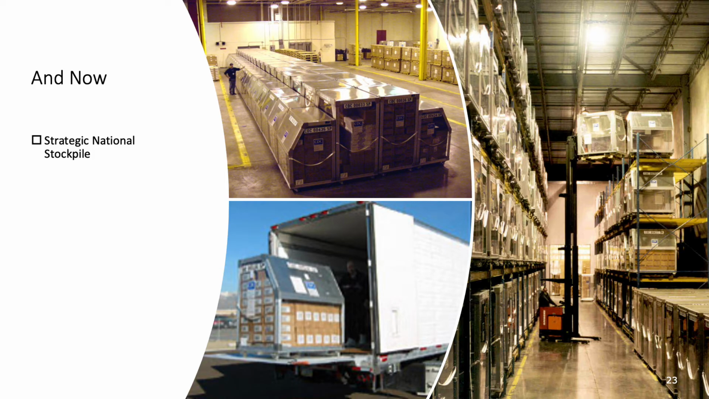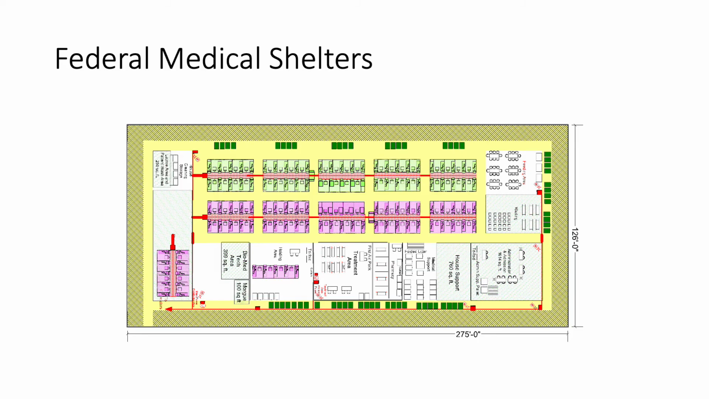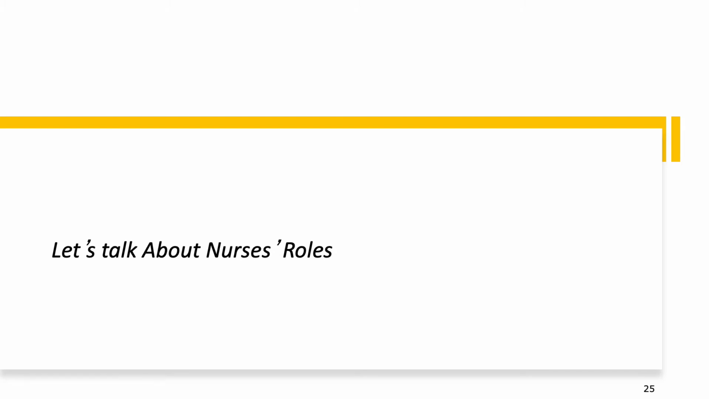And this is what we have now. This is just one cache for the Strategic National Stockpile. And it's obviously all prepackaged and ready to load onto a very large truck. We also have federal medical shelters now that are pre-designed, and the federal medical shelters are meant to go out into a disaster and be set up to provide medical care.